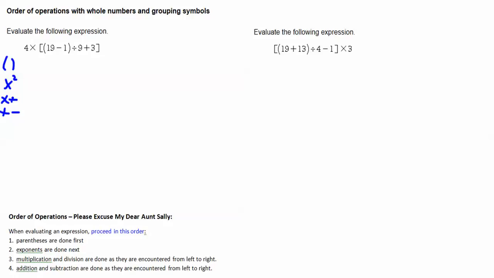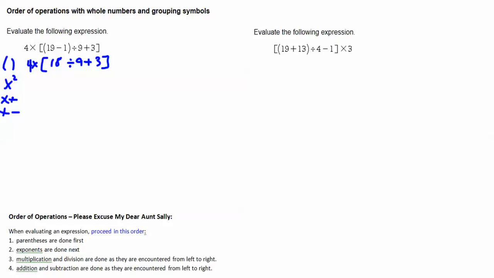19 minus 1 is 18. And then you're going to bring everything else down. The parentheses, 19 minus 1, close parentheses, does not come down because all of that is tied up in the simplification, 18.